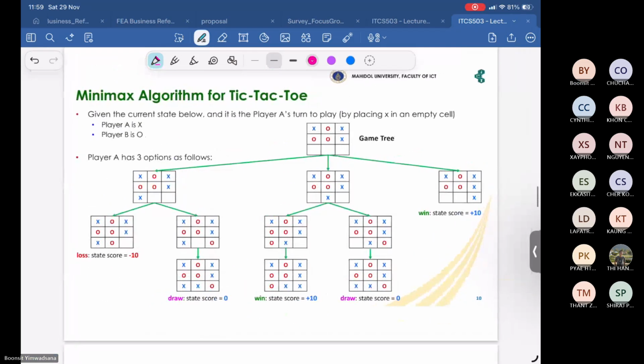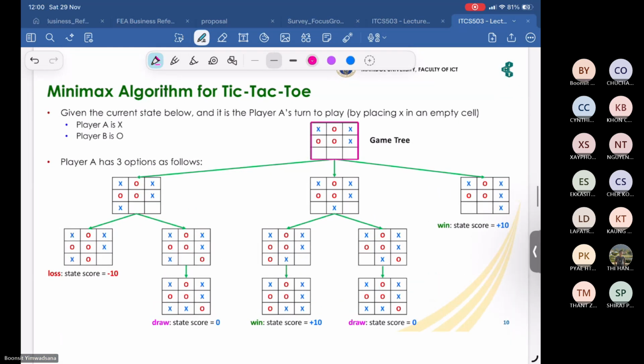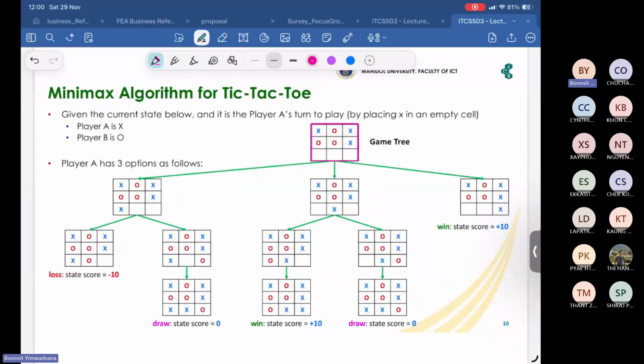So let's take a look. Assume that currently the board is in this position. This is what is presented to Alice at the moment, or X at the moment. X has 3 positions to play. This is called the left position, or center position, or the right position. If this is position 2,0, this is position 2,1. And this is position 2,2.